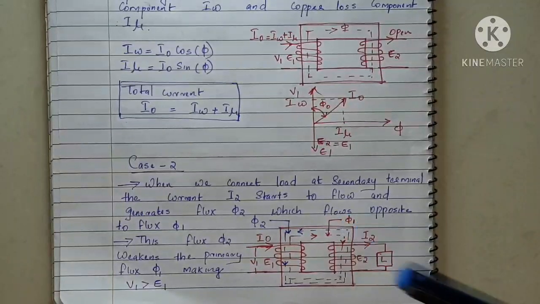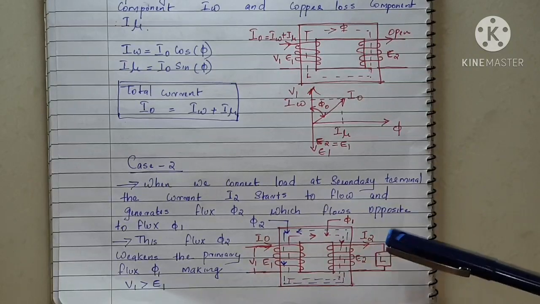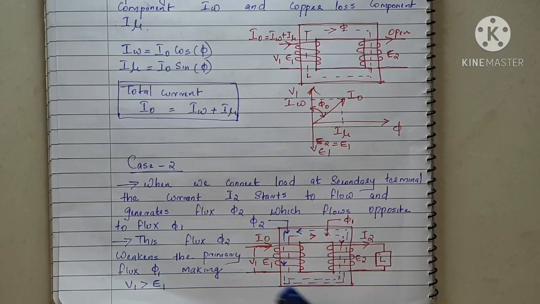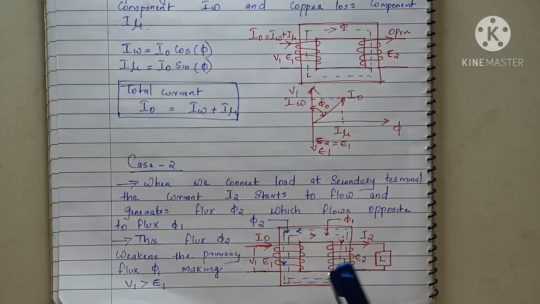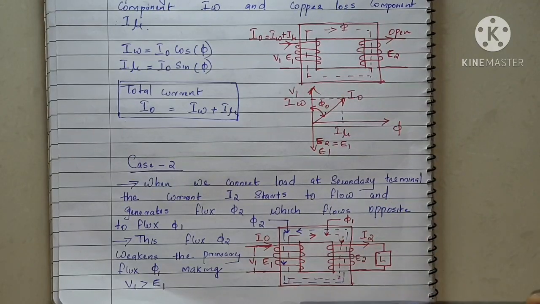In the second case, when we connect load at secondary terminal, current I2 starts to flow and generates flux phi2, which flows opposite in direction to phi1. If phi1 is towards this direction, phi2 will be in the opposite direction. So this flux phi2 weakens the primary flux phi1. If primary flux phi1 gets weakened, which means E1 is smaller compared to V1. That is, supply voltage is greater than E1.